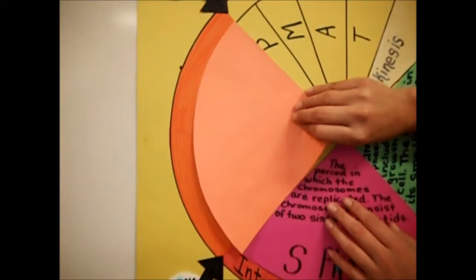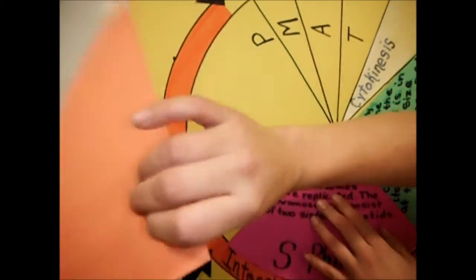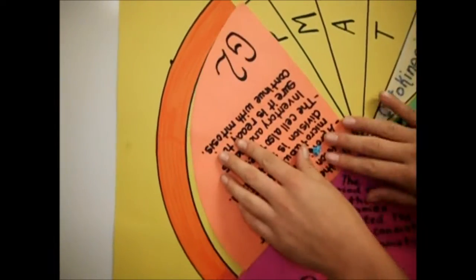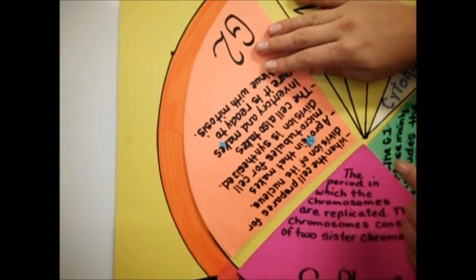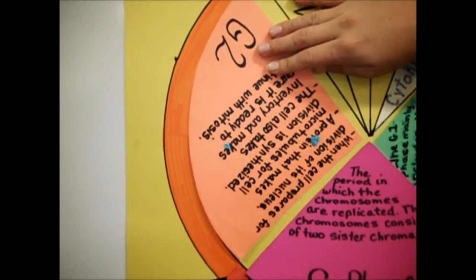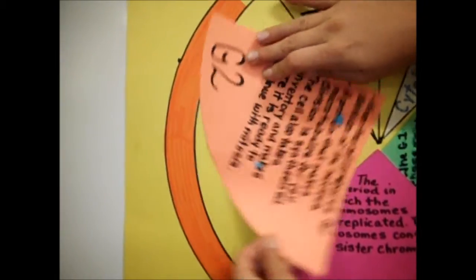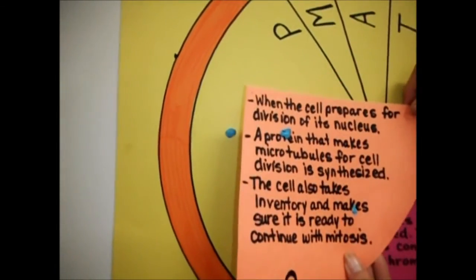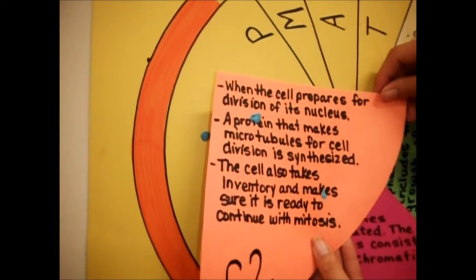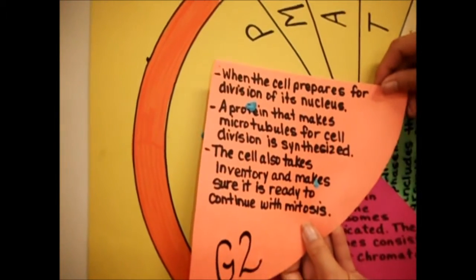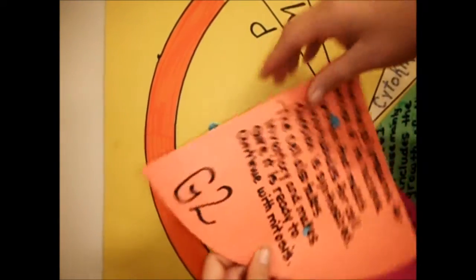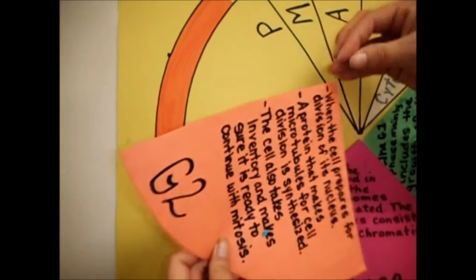And the third stage is G2, which is when the cell prepares for division of its nucleus. A protein that makes microtubules for cell division is synthesized. The cell also takes inventory and makes sure it is ready to continue with mitosis. This is the G2 phase.